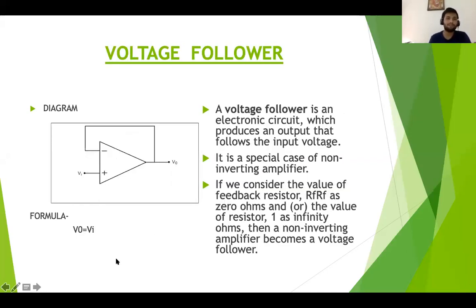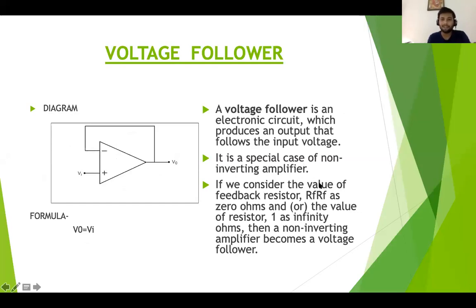Voltage followers. This is a circuit diagram of voltage follower. A voltage follower is an electronic circuit which produces an output voltage that follows the input voltage. Follower, so it will follow. It will follow the input voltage to the output voltage. This is a special case of a non-inverting amplifier.